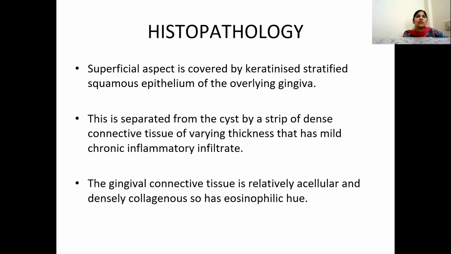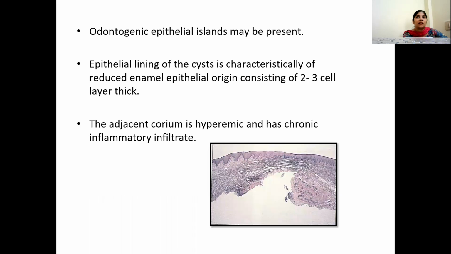Coming to the histopathology, the superficial aspect is covered by keratinized squamous epithelium of the overlying gingiva. This is separated from the cyst by a strip of dense connective tissue of varying thickness that has a mild chronic inflammatory infiltrate. The gingival connective tissue is relatively cellular and densely collagenous, so it has the eosinophilic hue. Odontogenic epithelial islands also may be present in the connective tissue.